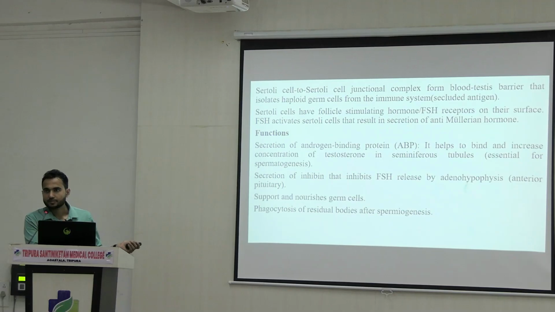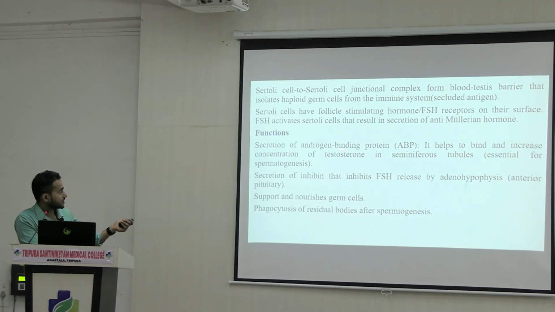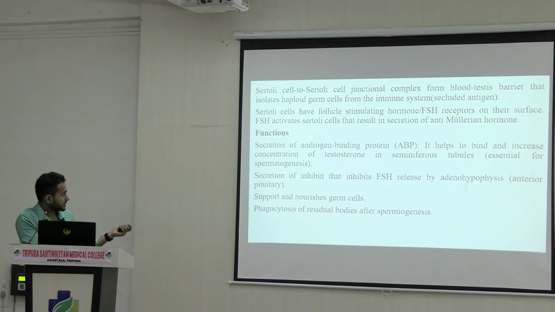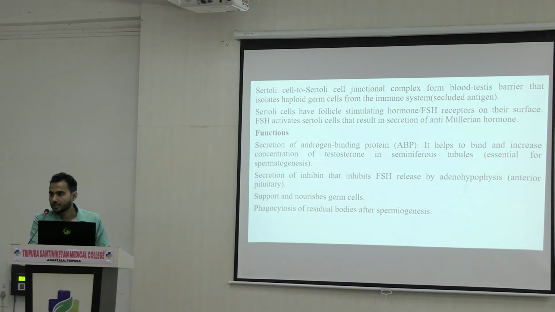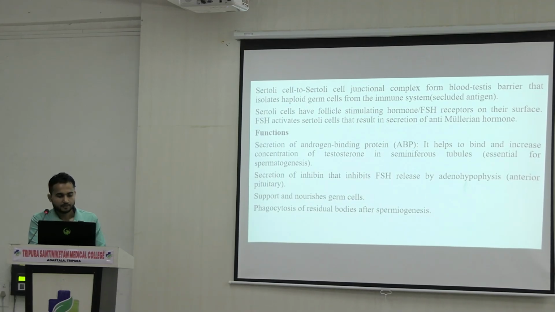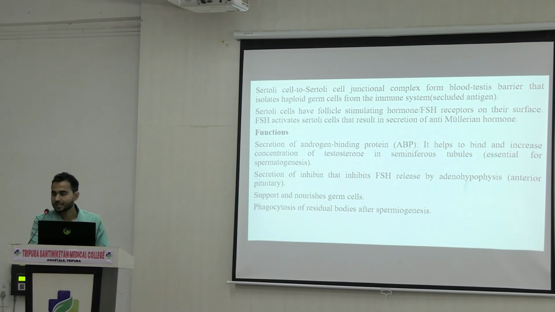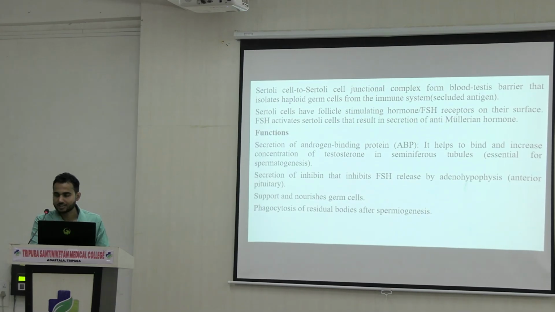Next, you can see there are other functions of the Sertoli cells. First of all, secretion of androgen binding protein. It helps to bind the increased concentration of testosterone to the seminiferous tubule, which is required for spermatogenesis. Then secretion of inhibin, which inhibits the FSH release from the anterior pituitary gland. Then it supports and nourishes the germ cells, and phagocytosis action is also there, which is required for the residual bodies of spermatogenesis.